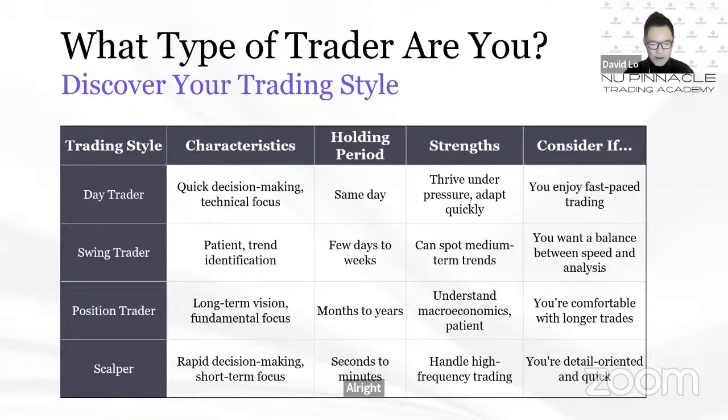Now the scalper is the most impatient of all, right? He likes rapid decision making. His focus is very short-term, his trades lasting between seconds and minutes, okay? And his strength is that he must be able to handle high-frequency trading, okay? So for these types of people, consider it if you are detail-oriented and very, very quick, right?